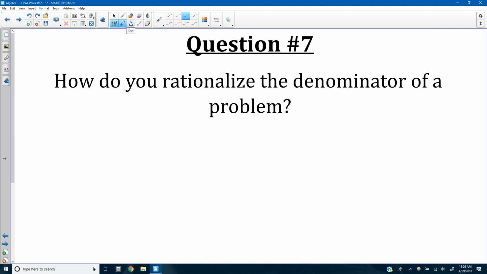Question number 7: how do you rationalize the denominator of a problem? Okay. First of all, let's understand what rationalize the denominator means. It means no irrational values in the denominator.